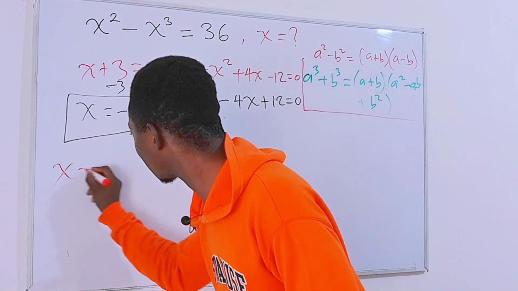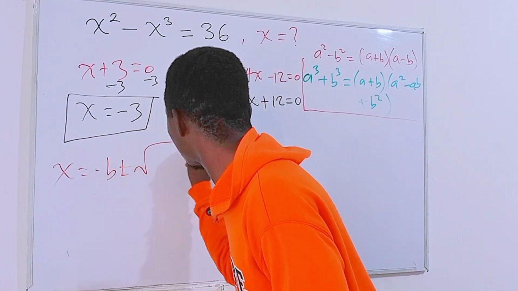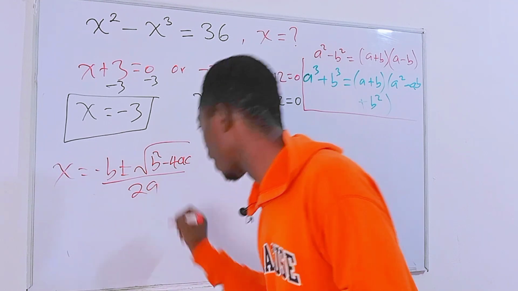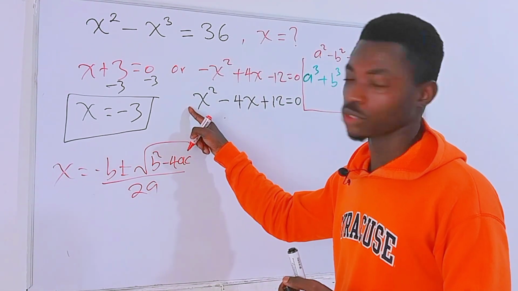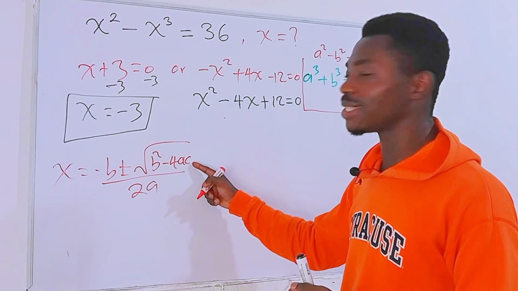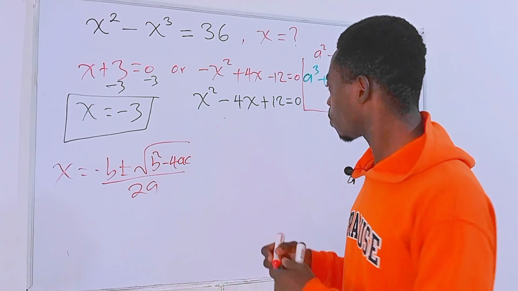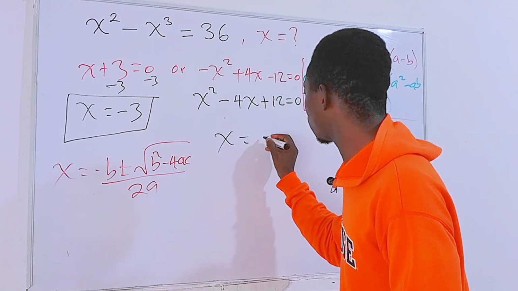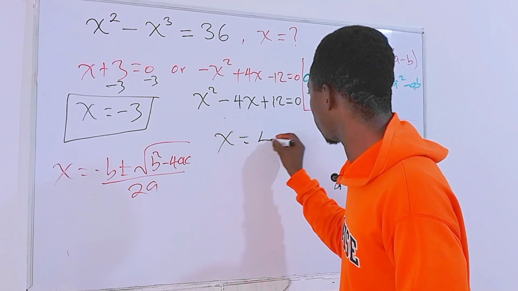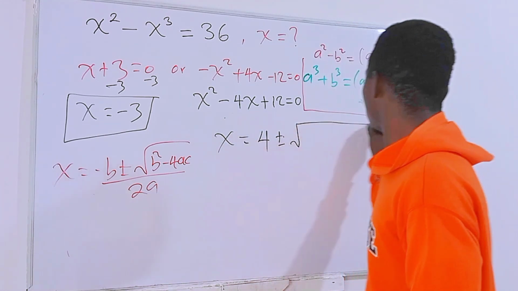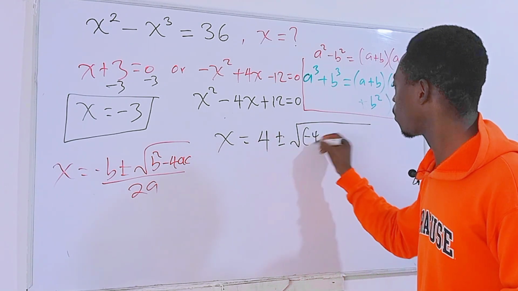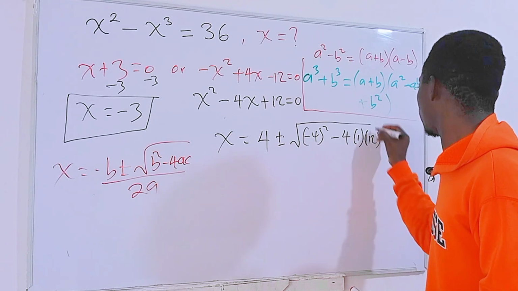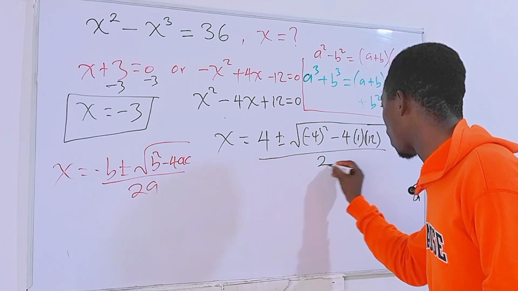In fact, the quadratic formula is given by minus b plus or minus square root of b squared minus 4ac, all divided by 2a. What is a? A is the leading coefficient of x squared, b is the negative 4 right here, and then c is the constant, which is 12. So let's go ahead and then find x this time. We have x is equal to minus negative 4, that will be positive 4, then plus or minus square root of negative 4 squared minus 4 times 1 times 12, all divided by 2 times 1, which is 2.